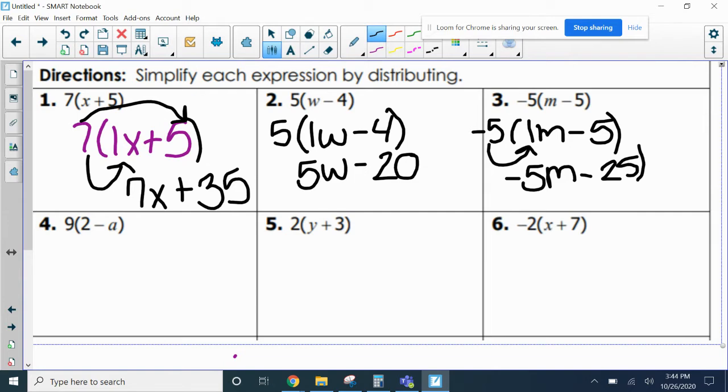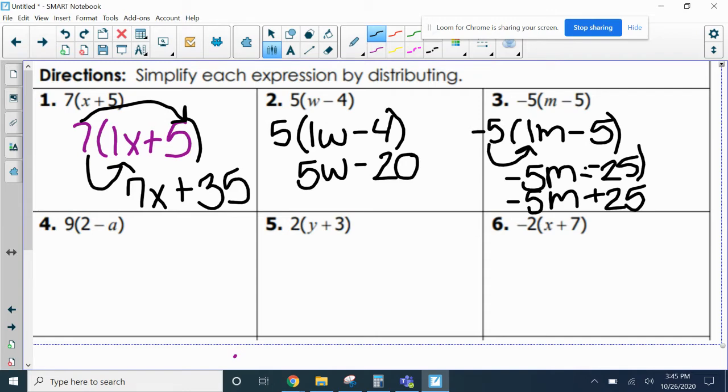So we're left with negative 5m minus negative 25, because negative 5 times 5 is negative 25. We left that as a minus, and then we're going to go ahead and do our keep change flip. So minus 5m plus 25.